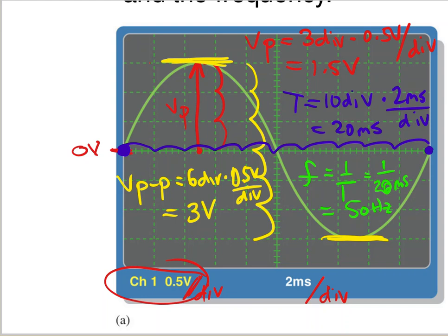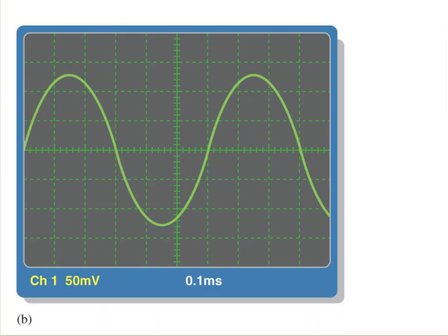Let's bring up another scope screen, and we'll do this same exercise again. For this scope screen, we can see that we have a little bit more than one cycle of the waveform on the screen, and we can see that our settings have changed. Channel 1 is now 50 millivolts per division, and the seconds per division setting is now 0.1 milliseconds per division. So let's write that on the screen so that we remind ourselves that these settings are per division.